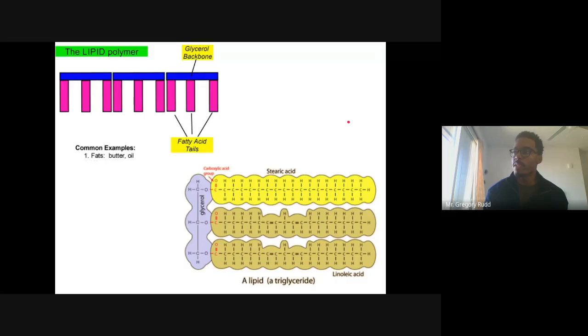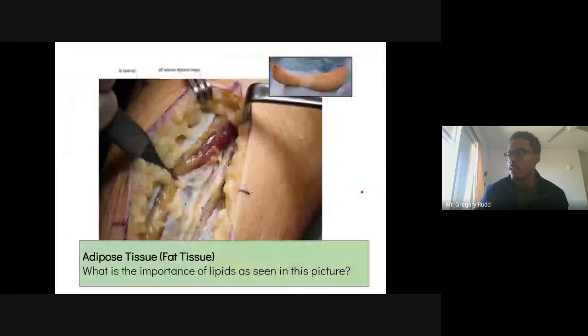Okay, so here's another representation of lipids as well. This is really what it chemically looks like. You can see how many carbons make up these fatty acid tails. It's a long chain of carbons. It's not short, they're very long. But we don't need to focus on that. And here's what fat looks like in the human body. This is called adipose tissue.